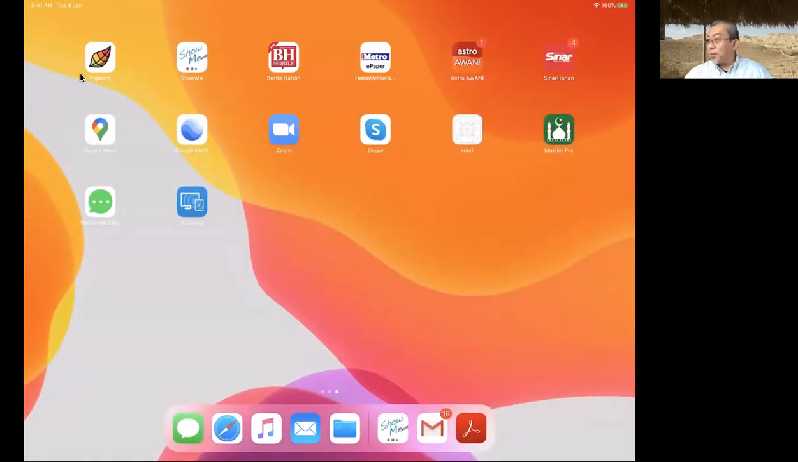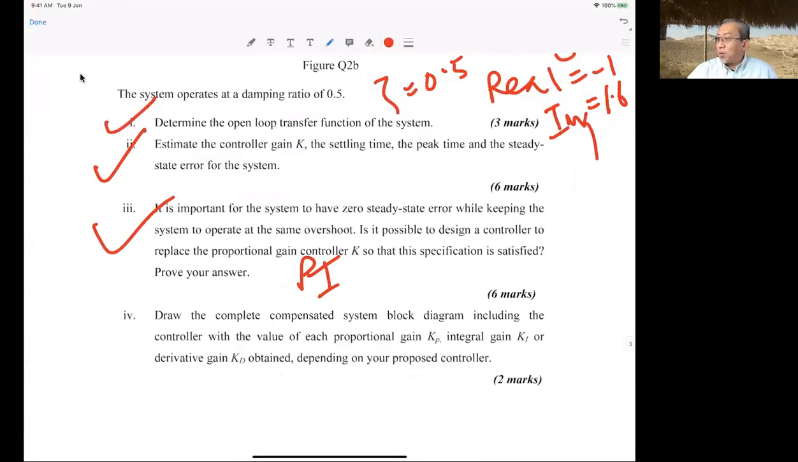Very long question. Draw the complete compensated system block diagram, including the controller, with the value of each proportional gain Kp, integral gain Ki, or derivative gain Kd, obtained depending on your proposed controller. So we are using a PI controller.